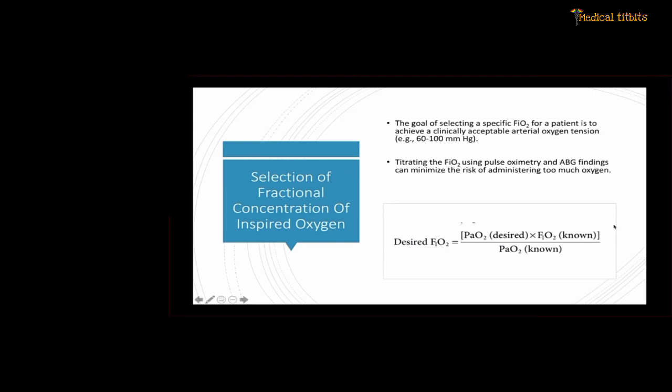The desired FiO2 is given by the PaO2 desired times the known FiO2, divided by the known PaO2. That means if you take an FiO2 of 80%, you get a known PaO2. You know the desired PO2, somewhere you can set around 70 or so. Then you will get the desired FiO2, assuming that the lung condition doesn't worsen during that time.